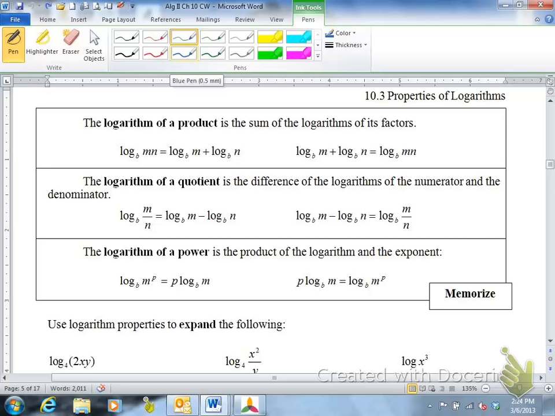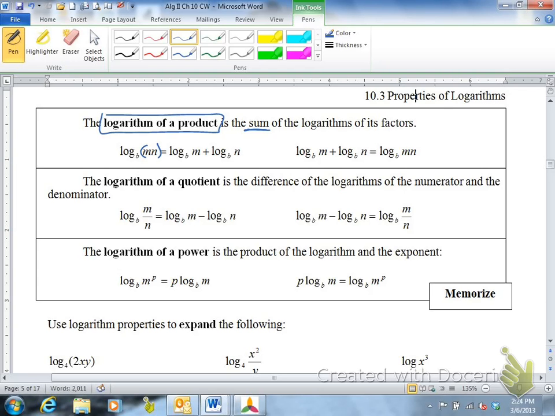Okay, in this lesson, 10.3, we're talking about properties of logarithms, and of all this chapter, this is probably the lesson that students struggle the most with, because you need to know these properties, and you don't know the properties yet. So properties of logarithms. The logarithm of a product is the sum of the logarithms of its factors.